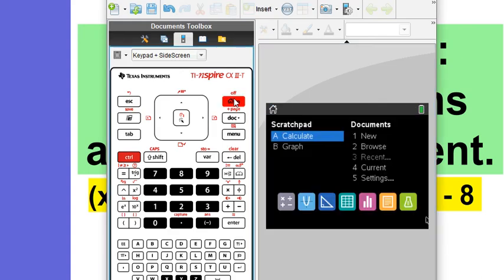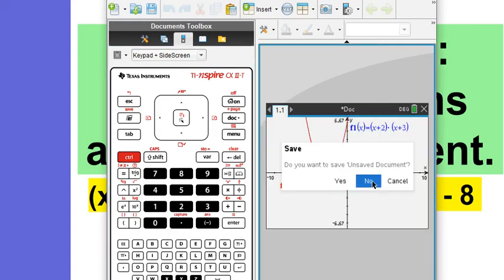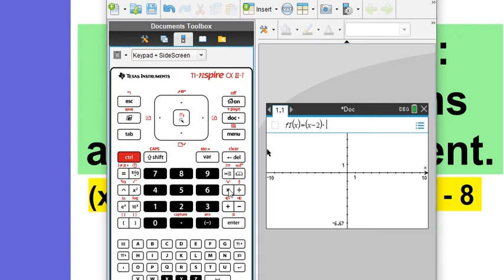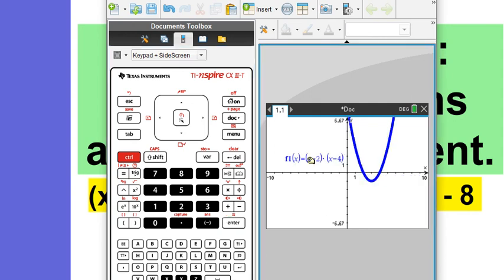Home screen, new document, and say no to drugs. So first, we have x minus 2 inside parentheses times the quantity x minus 4. So I set that equal to f1 of x, and I get a parabola that looks like this. So there's our first parabola.